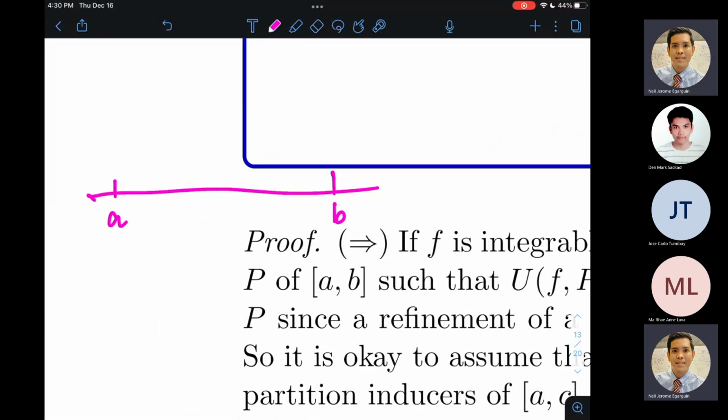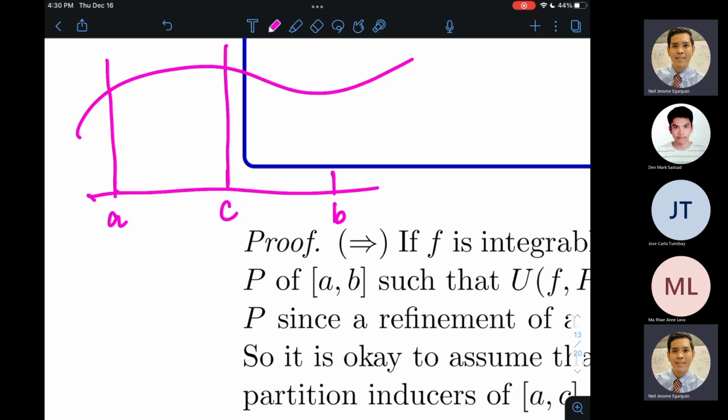Okay? Tapos kumuha ka ng interior point C dun sa loob ng interval, yung function mo na f ay magiging integrable dun sa buong interval AB if and only if the function is integrable on the two subintervals induced by the number C. So it must be integrable on the closed interval AC and the closed interval CB. And the proof is not that hard.